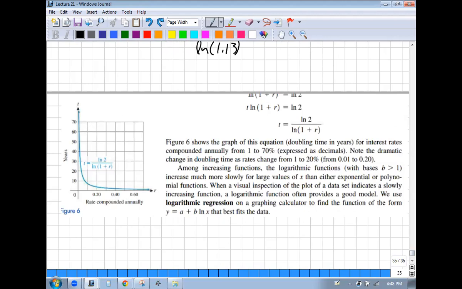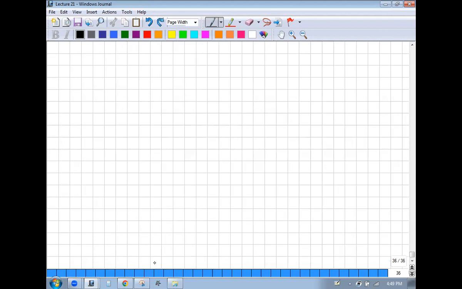This thing looks like A plus B natural log of X. So this is a log. Usually B would be negative because the logs are down here. If you multiply it by a minus, that puts it up here. And then you're shifting it upwards by a factor of A. So they just need to fit it like that. So here's what the graph looks like, but you want to turn this into that, and your calculator will do that for you.